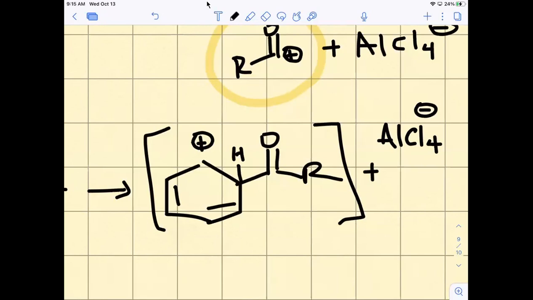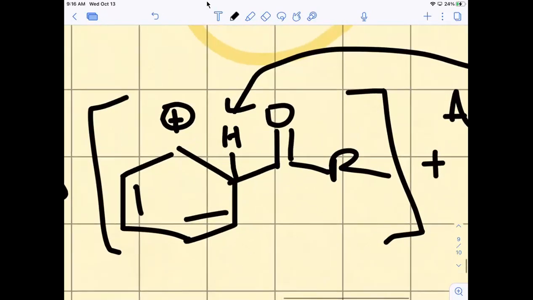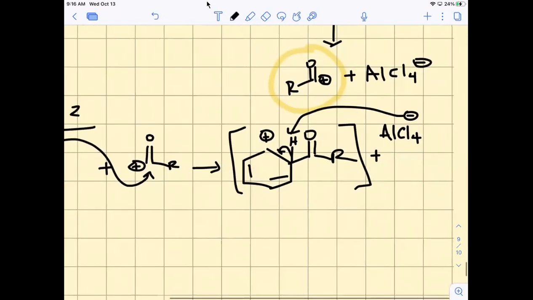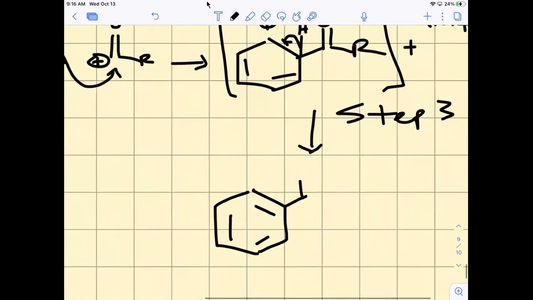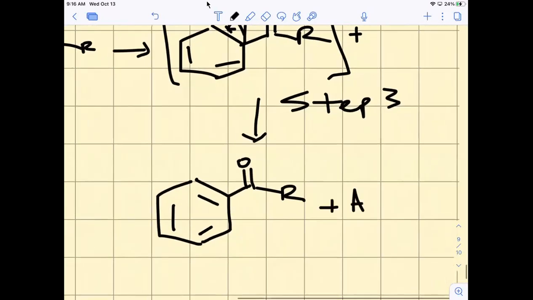So that negatively charged aluminum tetrachloride is going to provide that pair of electrons to remove that proton and put that double bond back to reestablish aromaticity, right? So that's your third step. And now you have this, plus your catalyst regenerated, plus HCl.